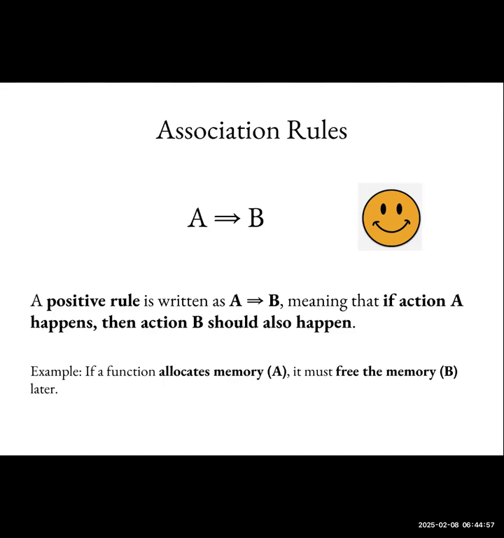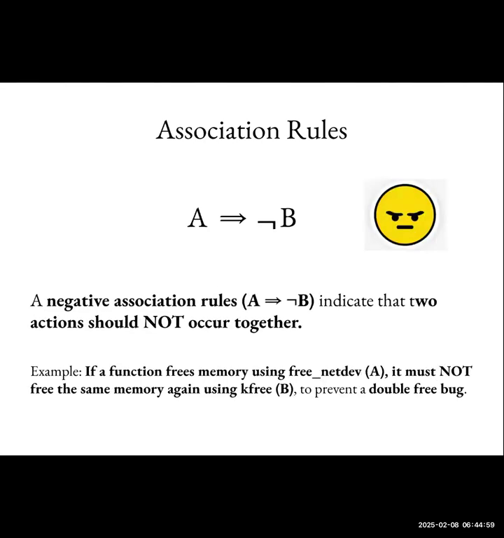They are positively associated. Unlike positive rules, negative association rules indicate that two actions should not occur together. So they use association mining to infer programming rules, which can then be used to detect bugs in an automated fashion. But they study the negative association rule mining part of code mining in this paper.